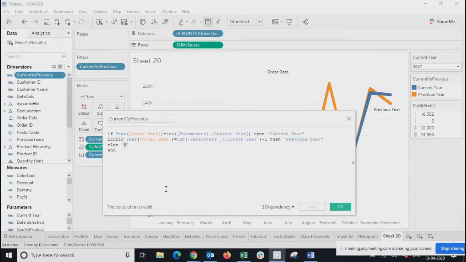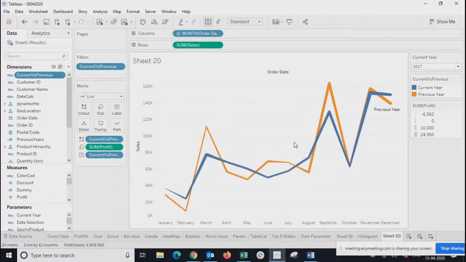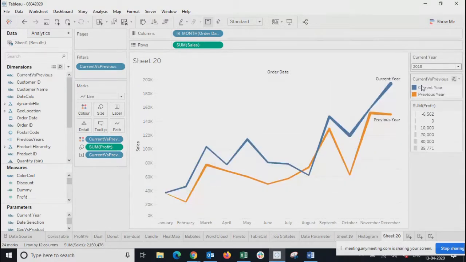So in this visualization, we simply need to show these 2 values, right? We need not show 0. And if we are not showing 0, it will show the current and previous year trend for me. So now you can see I selected 2017. If I select 18, it's going to show me the trend for 18 and 17.